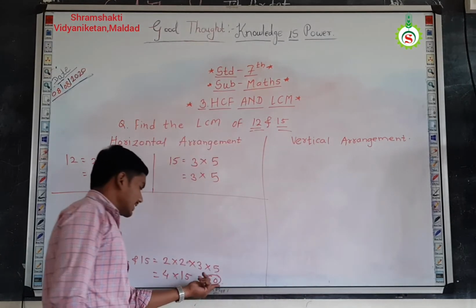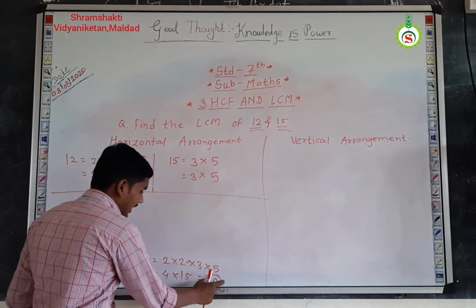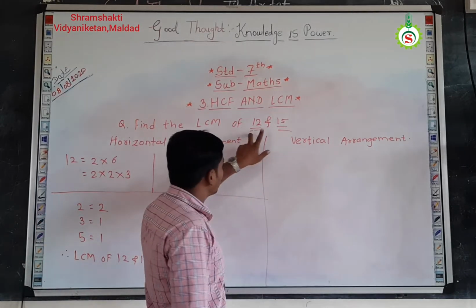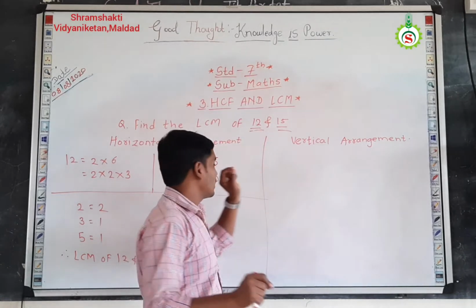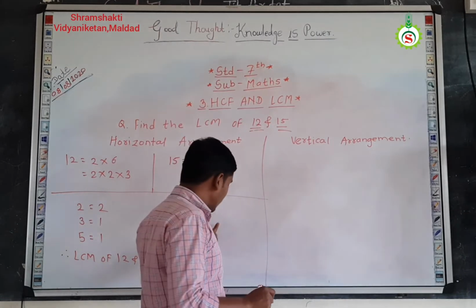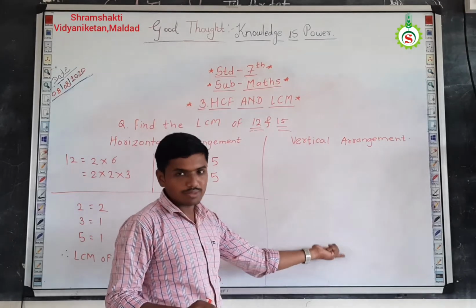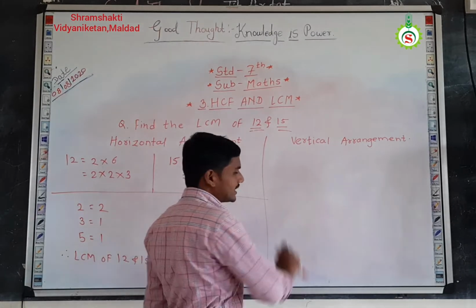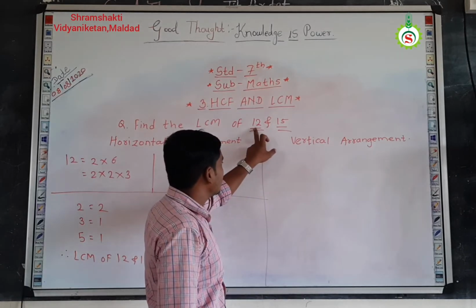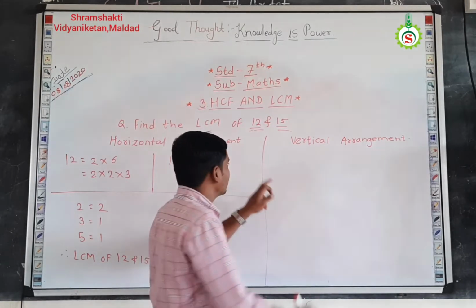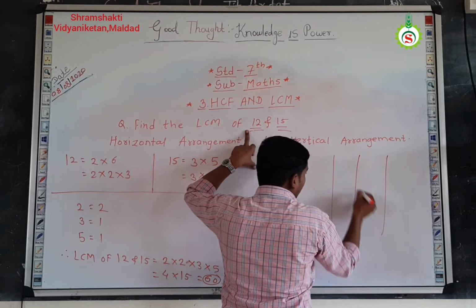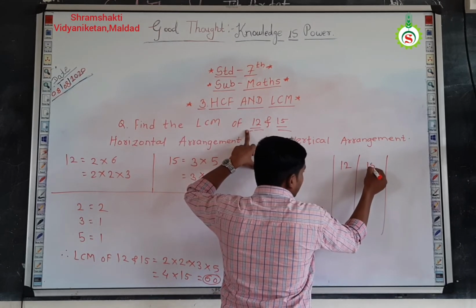You will get the same LCM by the vertical arrangement also. That means the LCM for both the numbers will remain the same. Either you can solve the example by the horizontal arrangement or by the vertical arrangement, but you will get the same LCM. Now we will solve that example by the vertical arrangement. How many numbers are there? 2 numbers.